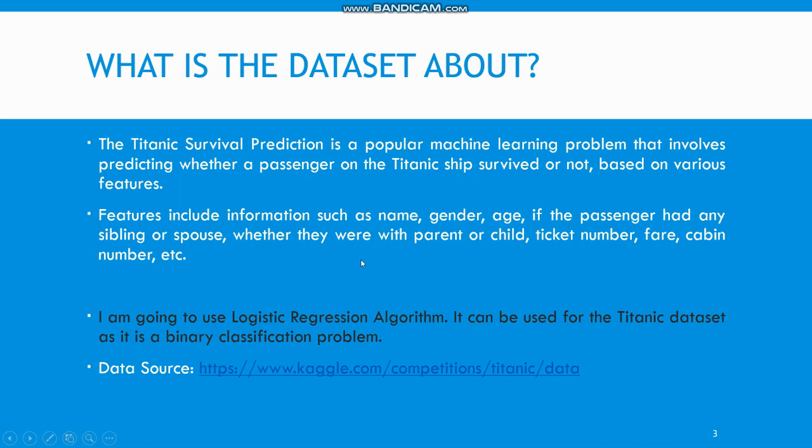Okay. So first of all, what is the dataset about? The Titanic Survival Prediction is a popular machine learning problem that involves predicting whether a person on the Titanic ship survived or not based on various features. Features include information such as name, gender, age, if the passenger had any sibling or spouse, whether they were traveling with a parent or children, the number of the ticket, the fare, the cabin, etc. We're going to use the logistic regression algorithm. As we know, logistic regression is suitable for binary classification problems, and this is a binary classification problem.